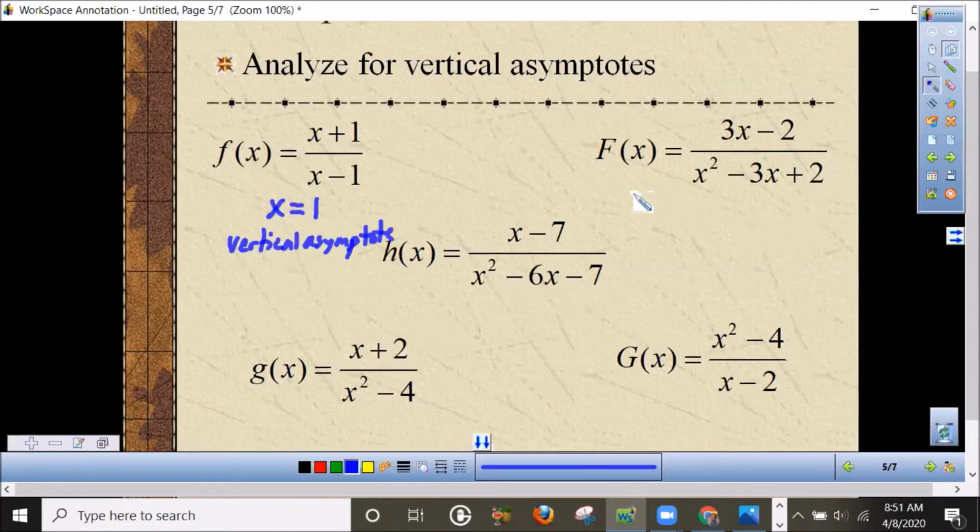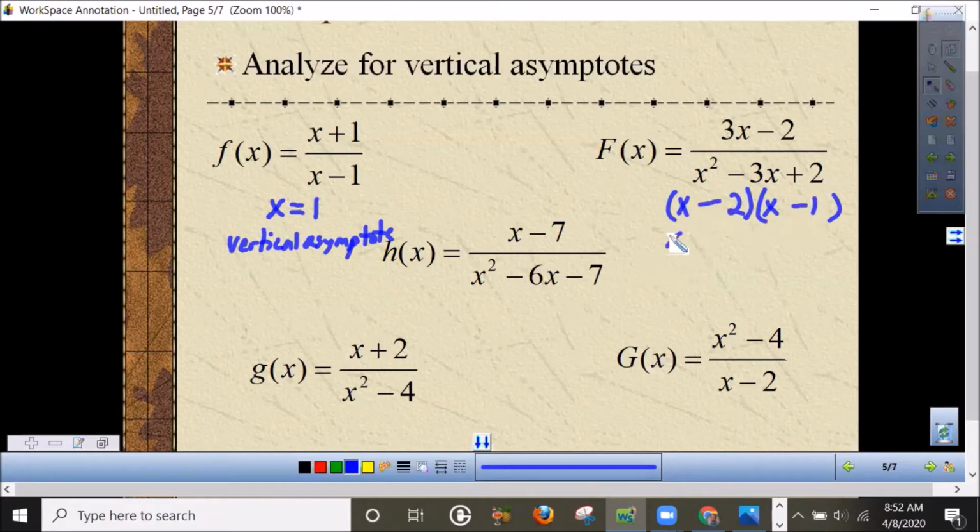Let's move on to capital F of x. This is 3x minus 2 over x squared minus 3x plus 2. Well, to see what values would make this denominator equal 0, we'd better factor it. And I think we've seen this one factored before. It's x minus 2 times x minus 1. So we're going to be looking for vertical asymptotes at x equals 2 and at x equals 1.